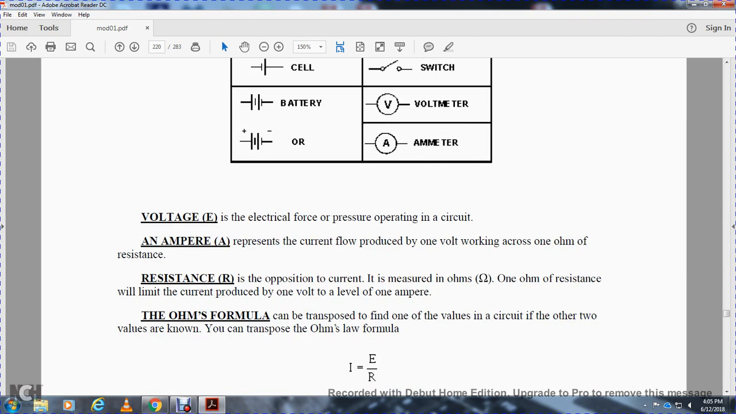Voltage is the electrical force, the pressure operating within the circuit. Amperage is the representation of the current flow produced by one volt working across one ohm of resistance. Resistance is the opposition to current, measured in ohms. One ohm of resistance will limit the current produced by 1 volt to the level of 1 amp.